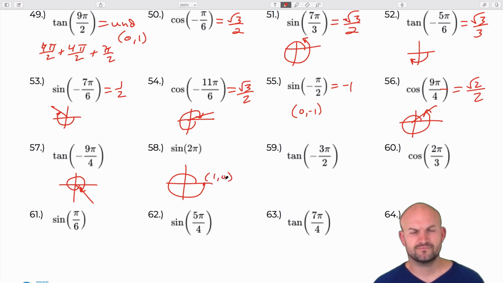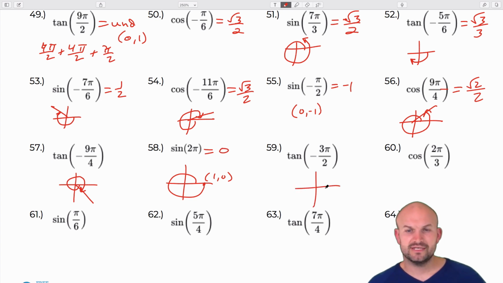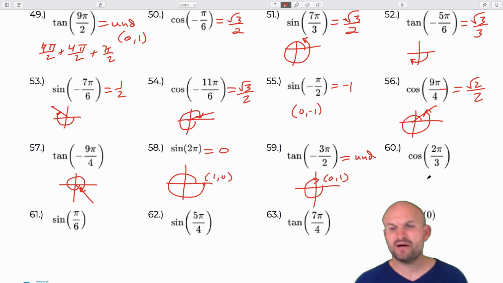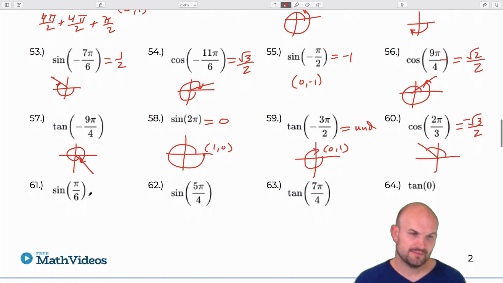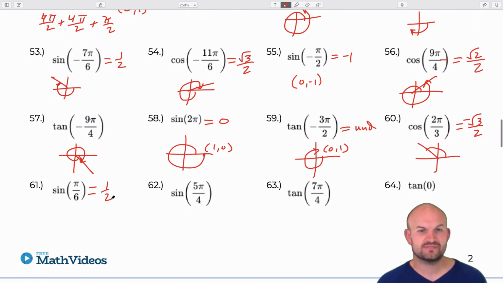So therefore, the y coordinate is 0. Negative 3 pi halves, that's going to be up there. So the tangent is 0, 1. So y over x is going to be undefined. 2 pi over 3. Let's see here. That's going to be from there, reference angle of pi over 3. That's in the second quadrant, though, so it's negative square root of 3 over 2, and that's a negative. Pi over 6, that's going to equal 1/2 in the first quadrant, so that's positive.